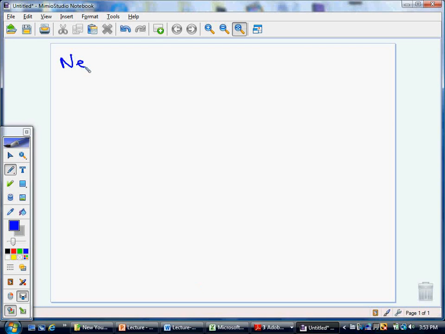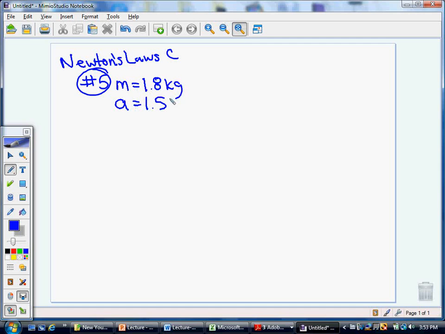We'll now do Newton's law number 5. In this problem, it says that Dana picks up a 1.8 kilogram book with an upward acceleration of 1.5 meters per second squared. So the mass of the book is going to be 1.8 kilograms. The acceleration of the book is going to be upwards, so positive, 1.5 meters per second squared.